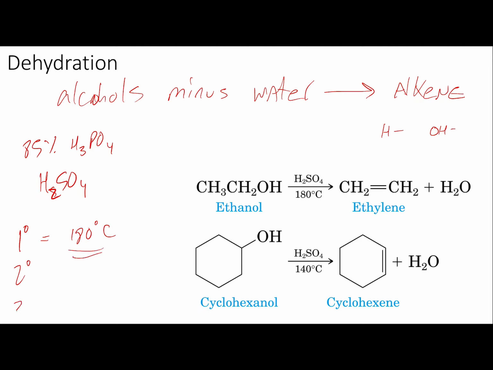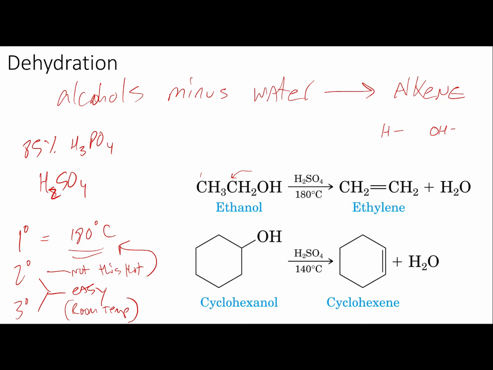And tertiary alcohols will actually work at just about room temperature. So let me say room temp, and this is not this hot. So yeah, it's a lot easier to get a tertiary alcohol to undergo a dehydration. So let's take a look at what we've got here. Ethanol here is a primary alcohol because it's attached to a carbon that only has one other carbon.